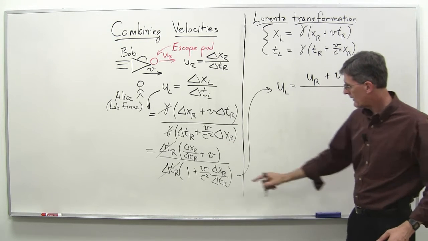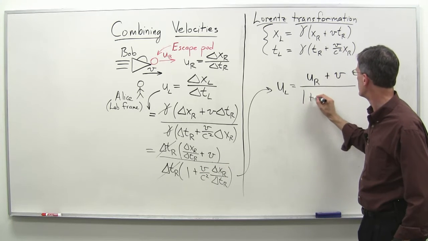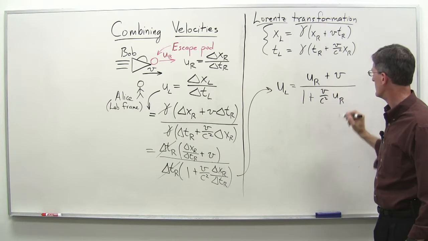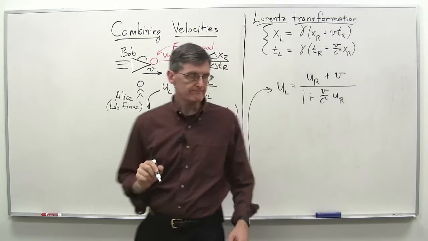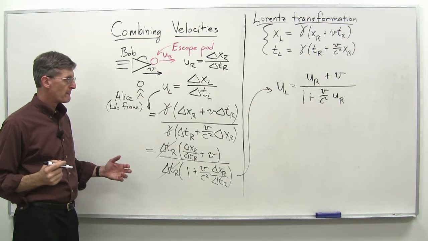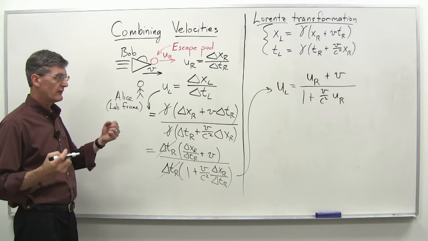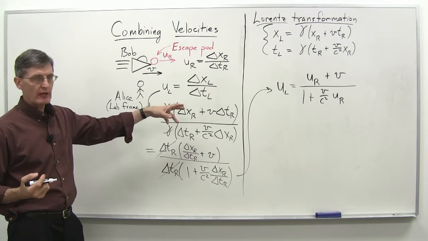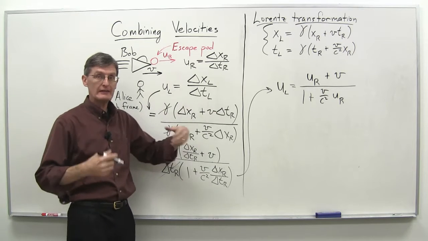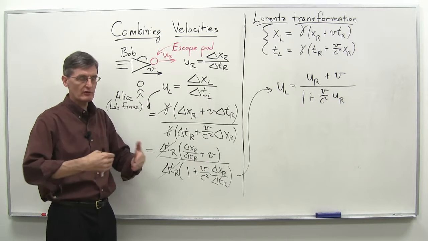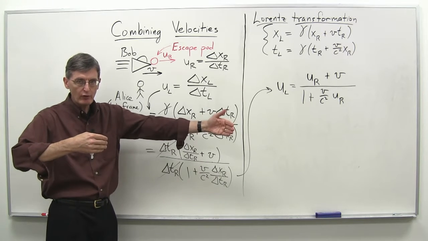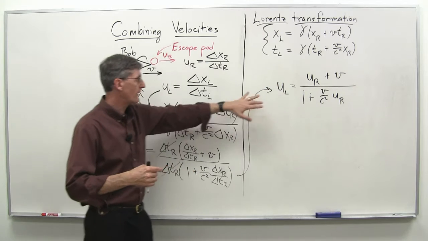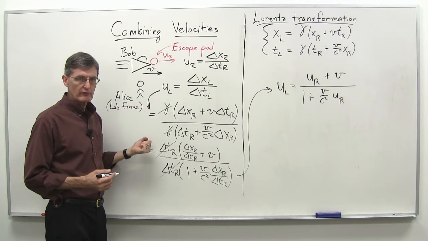And on the bottom, I've got 1 plus v over c squared times u sub r. And that's my answer. Okay, now I have found, if I know how fast Bob is moving with respect to Alice, and Bob shoots off his escape pod, and he tells me how fast it's going in his frame of reference, where again, he is stationary, he's measuring it receding away from him, and he gives me that velocity here, then I can find out what Alice is going to measure the velocity of the escape pod as.